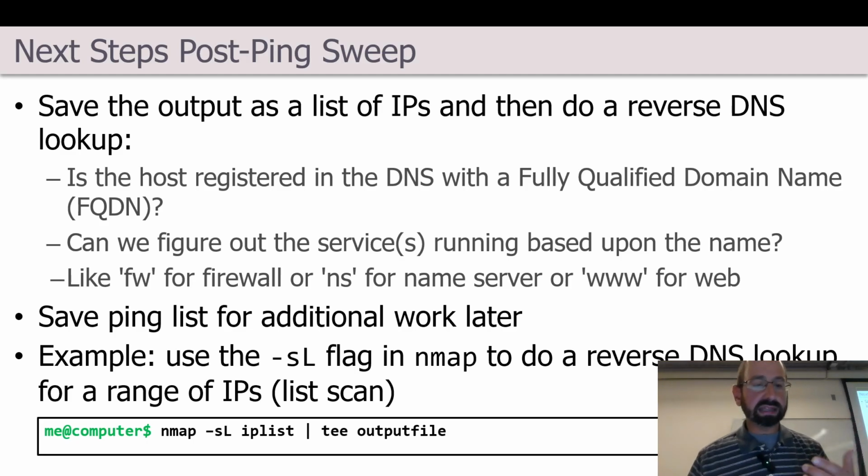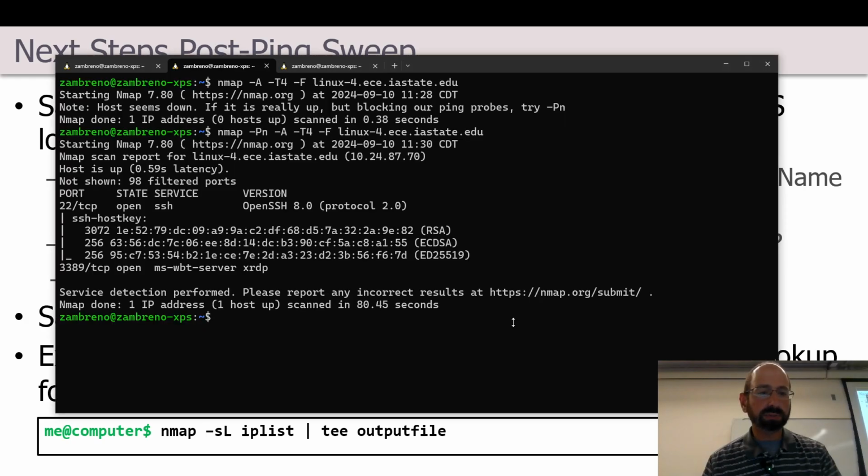There's a separate flag that, given an IP list, can then do a reverse DNS lookup. That won't work on our lab Ice Age computers. We don't have DNS running for those, except for one or two small exceptions.